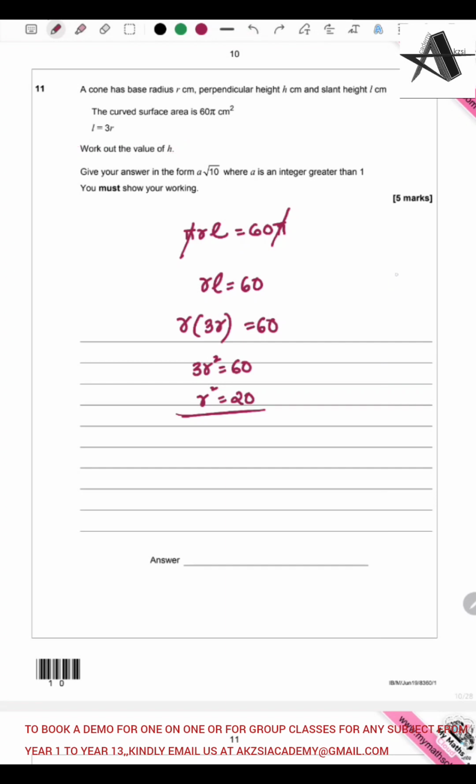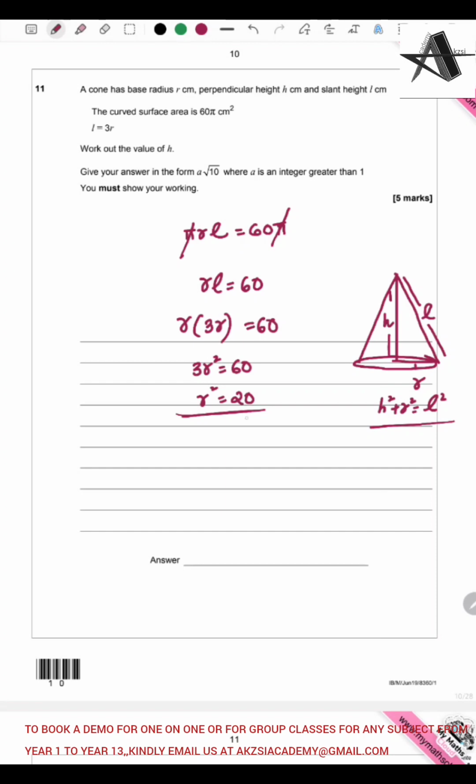The question is we need to work out the value of h. See, in a cone, if I draw a cone here, this is a perpendicular, this one is radius, this is slant height, the l is actually the slant height, and they are asking you the vertical height, which is h. Clearly it forms a right triangle. So to calculate h, I need to apply Pythagoras theorem, which says h squared plus r squared is equal to l squared. Now let me put the values here. We know the length is 3 times r.